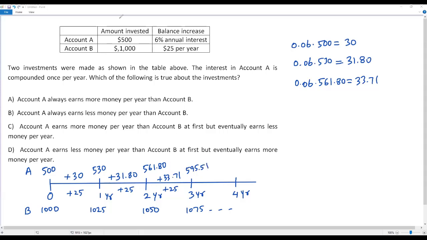Okay, now let's compare how the balance in account A increases and how the balance in account B increases. So in account B, it's very clear. Every year, it increases constantly by $25, $25, $25, even for the fourth year, fifth year. But in account A, even for the first year, it increases by $30, which is more than the balance increase in account B. If I take the second year, the balance increases by $31.80, which is more than the first year in the same account A.